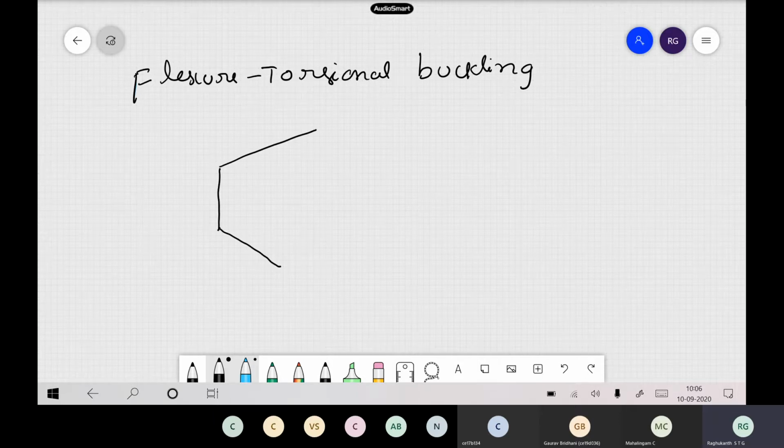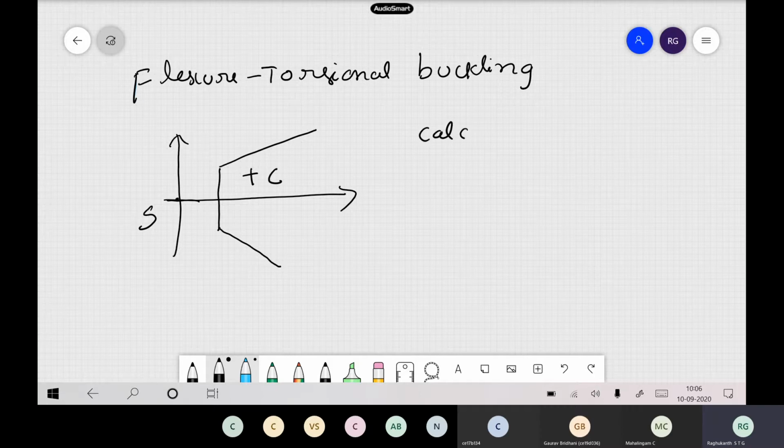So we have taken the origin. In this section, the centroid is somewhere here, and we have this shear center. We have taken the shear center as our origin, and then we derived all those equations. But here, if you want to go by Newton's laws, free body diagram and others, it is complex, so we use the calculus of variations.